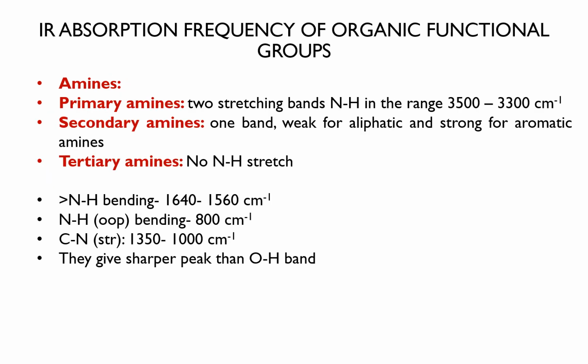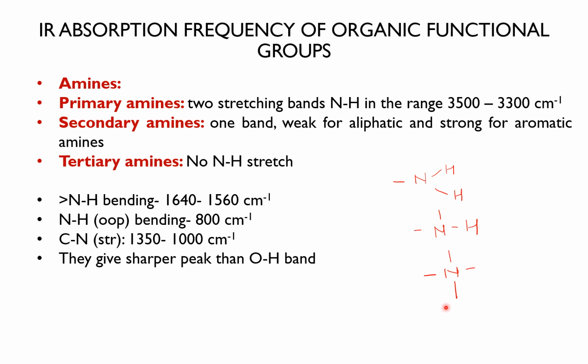Next is amine functional groups. We can have different types of amines. Like primary amine, we have NH2. Then we have secondary amines and tertiary amines. So if we have primary amines, we get two stretching bands for NH group in the range of 3500 to 3300 centimeter inverse, because we have two NH single bonds. If we have secondary amine, since we have only one nitrogen hydrogen bond, we get one band.